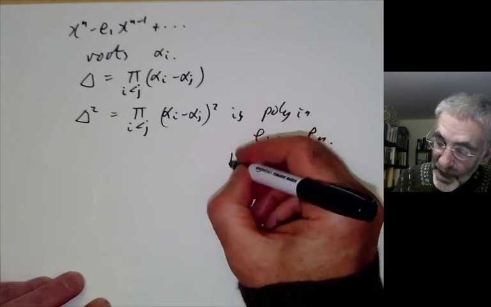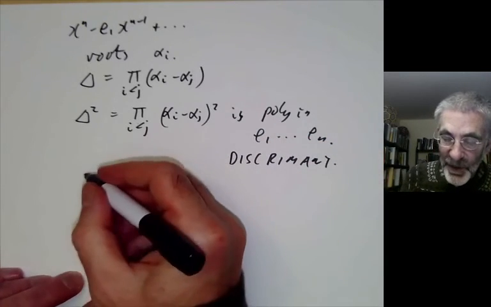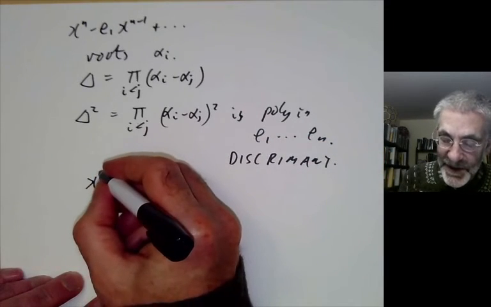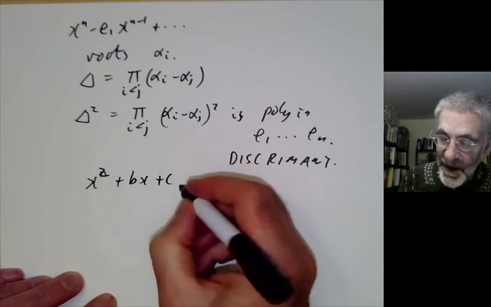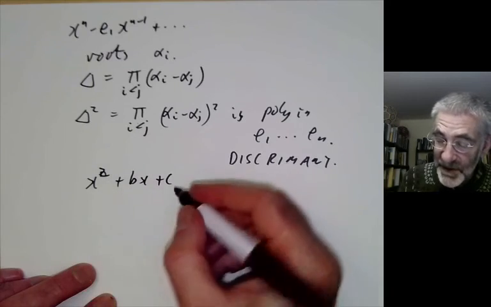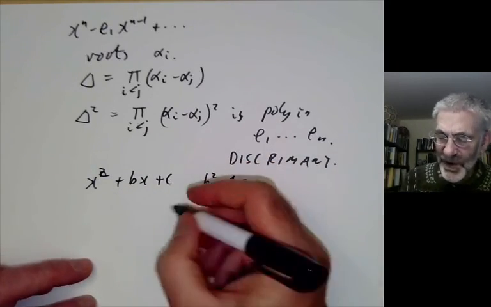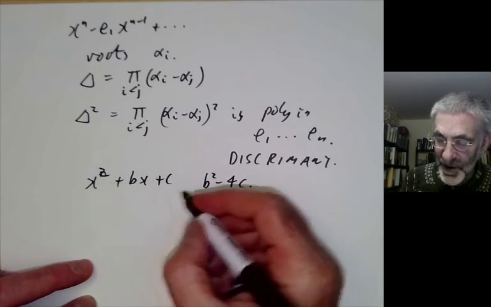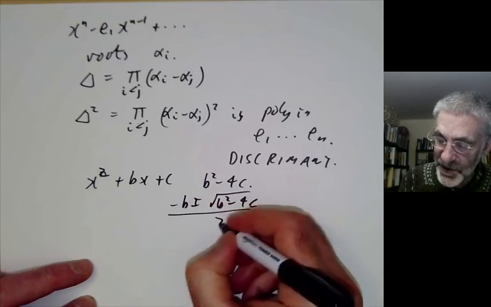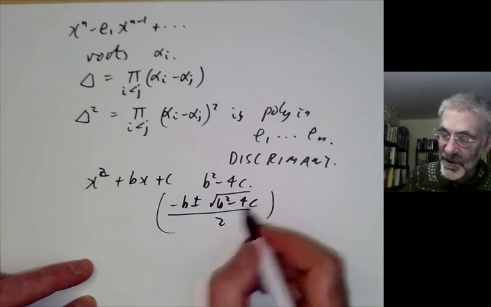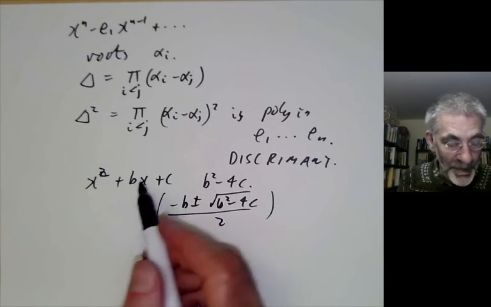There's one case that we already know. If the polynomial is quadratic, x squared plus bx plus c, then you know the discriminant of this polynomial is b squared minus 4c. You remember the usual formula for the roots of this polynomial. It's minus b plus or minus the square root of b squared minus 4c, over 2. You can see the discriminant turning up there. So we know how to find the discriminant in degree 2.